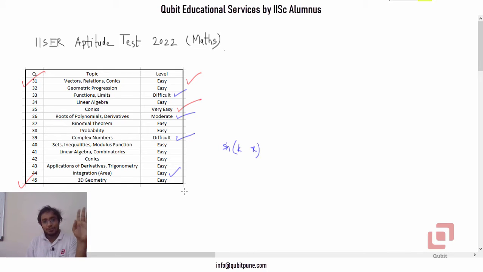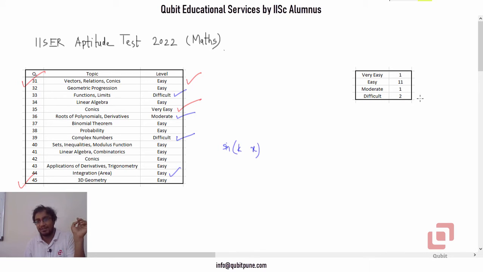Okay, so overall, if you judge it from my view, I think though there were only 2 or at the most 3 very extremely difficult questions, you could say, and the rest of the paper was very easy. I'm not saying it was not conceptual.